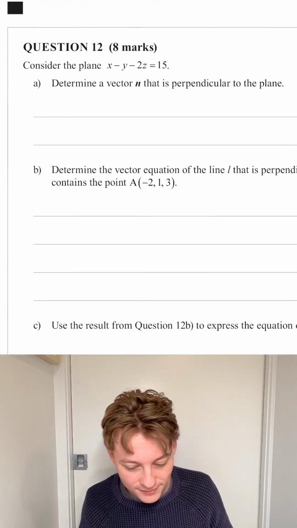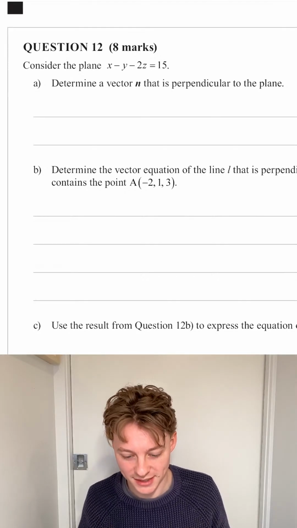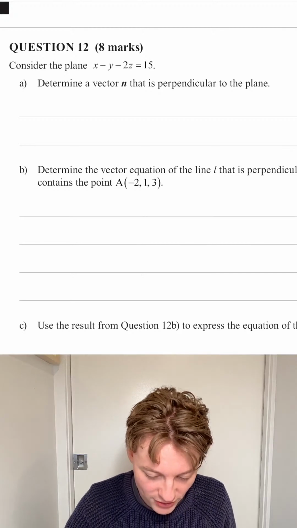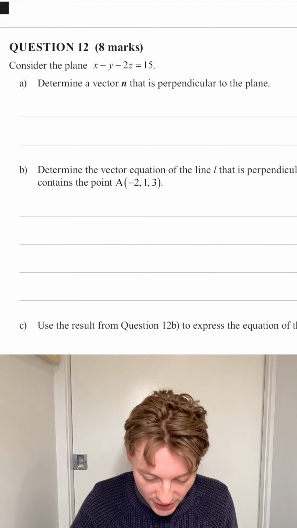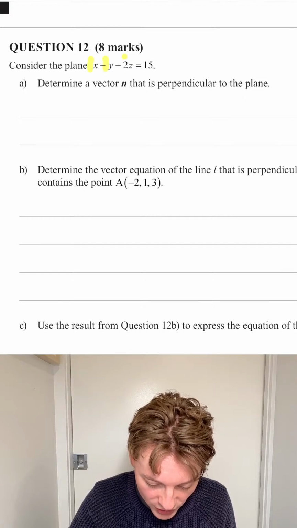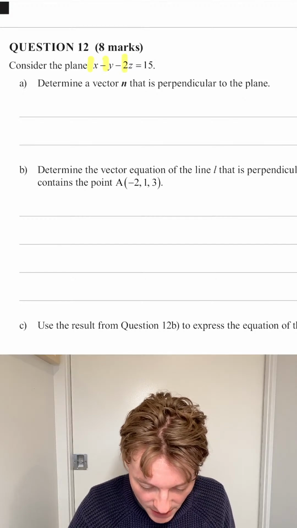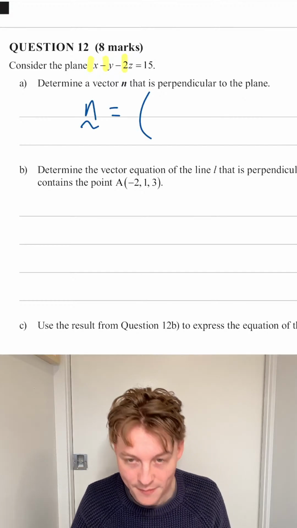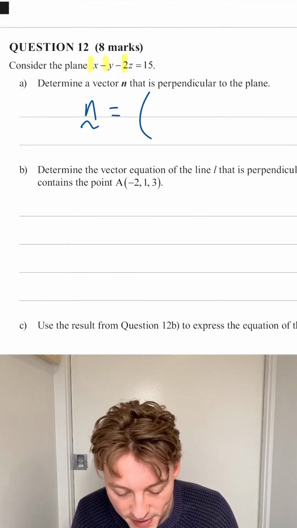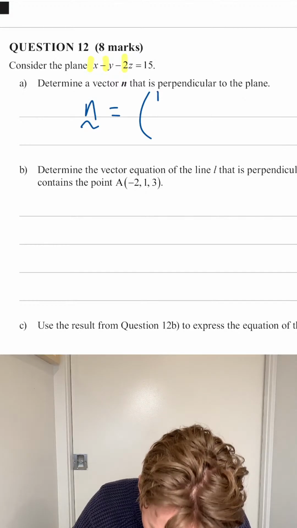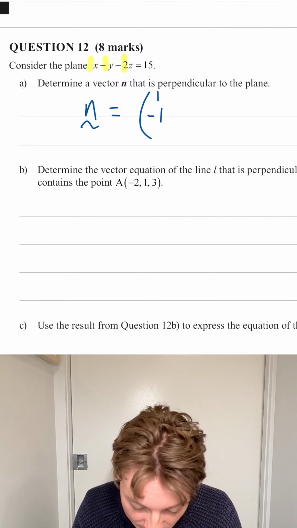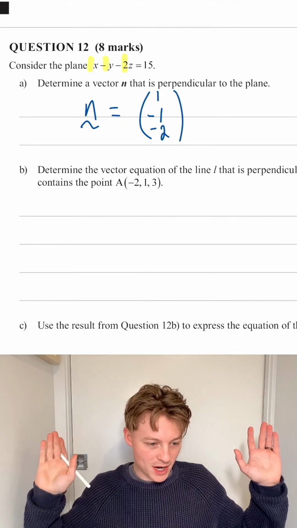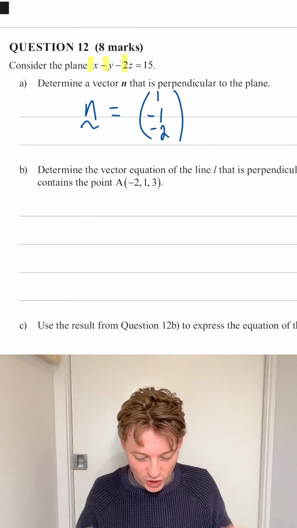So we'll go to our vectors. With our vectors, like I said, this is vectors 101. I should recognize my normal vector comes from the coefficients of my x, y, and z. My coefficient of x is 1. So my normal vector, we can write this a few different ways. I'm just going to write it like a column vector. My coefficient of x is 1, my coefficient of y is minus 1, my coefficient of z is minus 2. Ding ding, 1 mark. Just reading out the question, we got 1 mark.